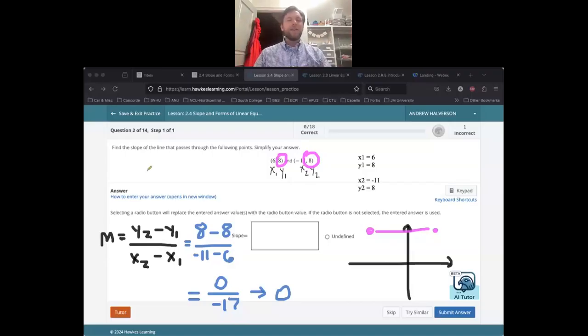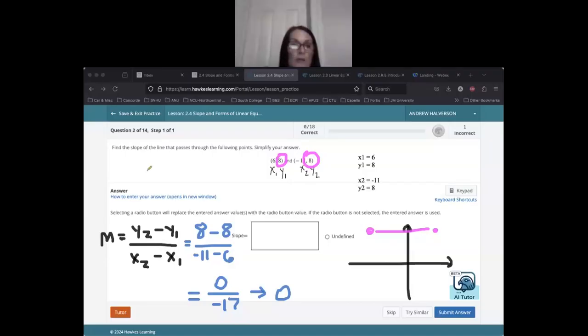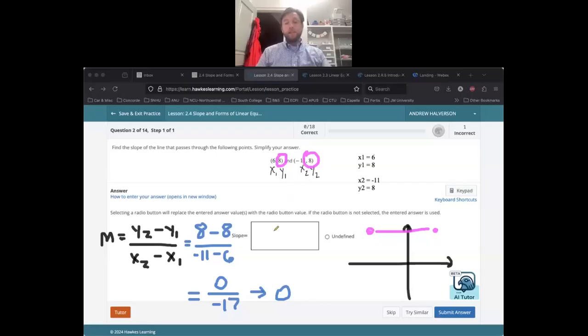I do have a quick question before you raise that. Where it says simplify your answer, what will we actually put in the box? 0? Yeah, that's just the value. That's it. That's simplified. Basically, they're saying if you can write it as a simple number, reduce your fraction.